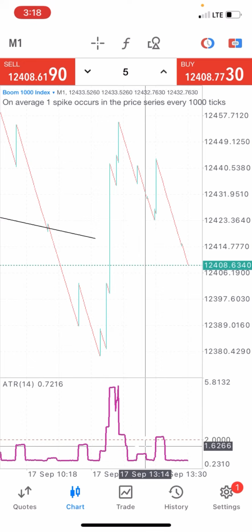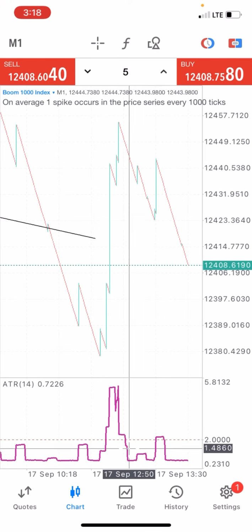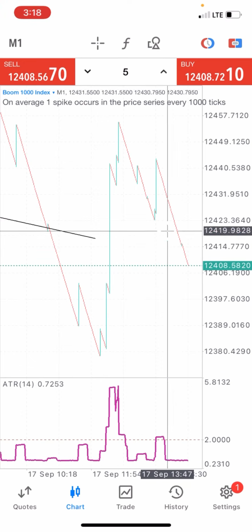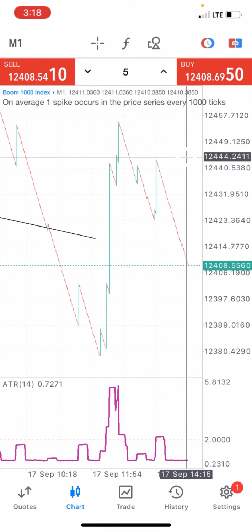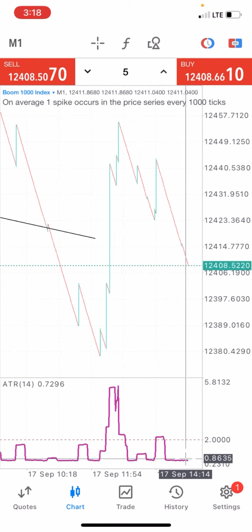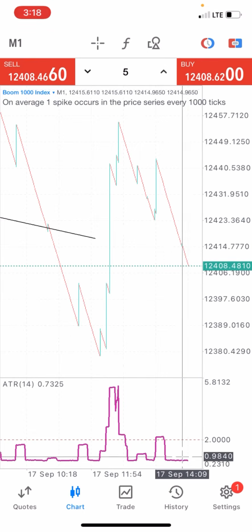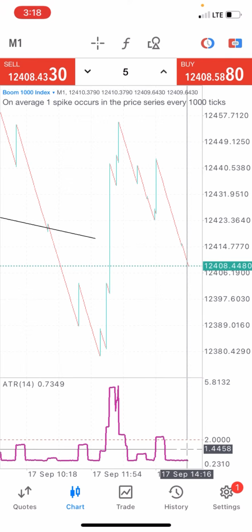You want to wait for a spike to happen, right? You want to wait for the spike. Once the spike happens, right? This is Boom 1000. You want to be selling, right?